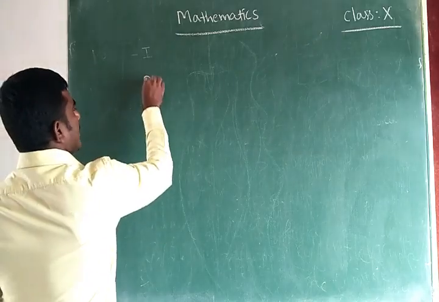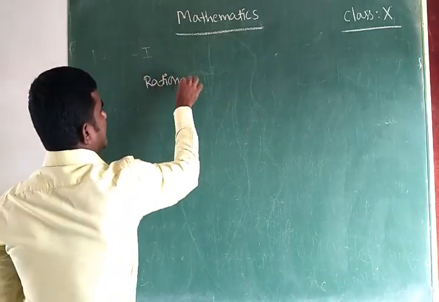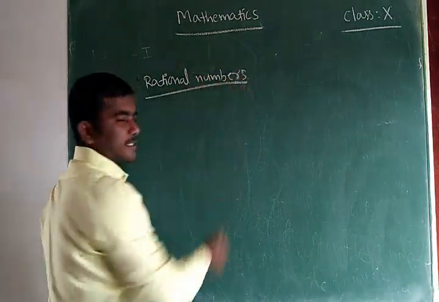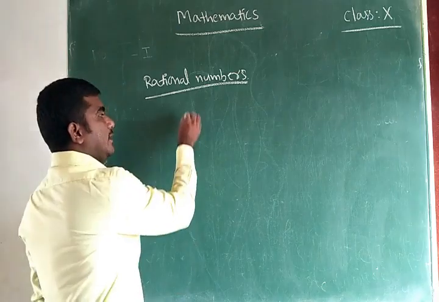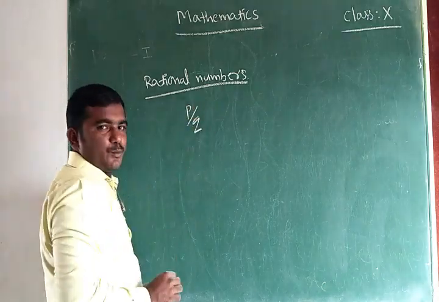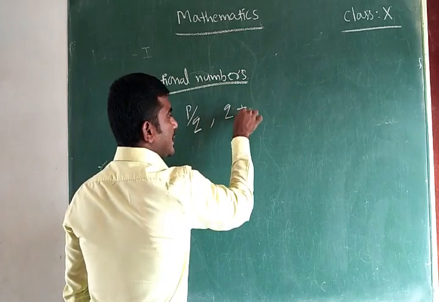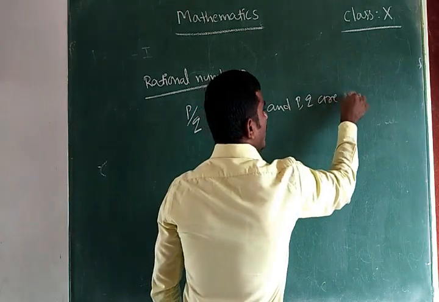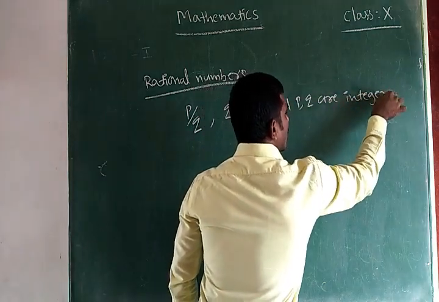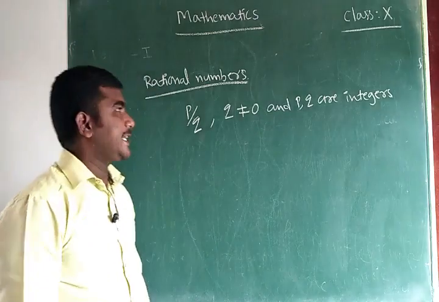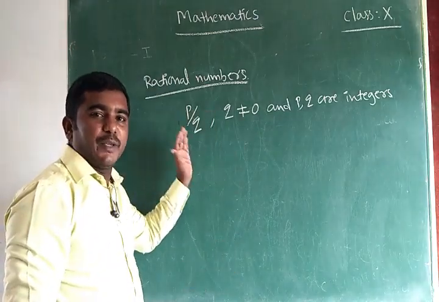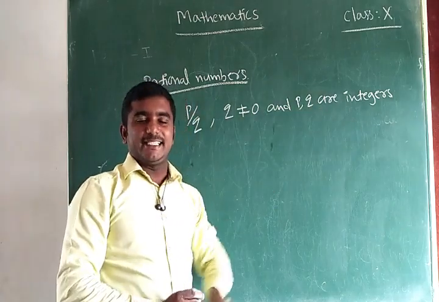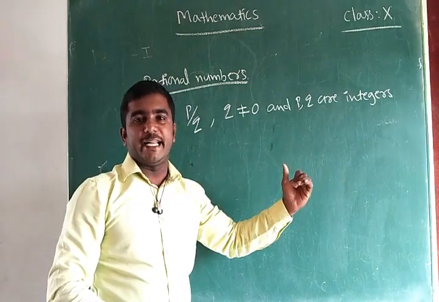Rational numbers. This is the first chapter in 8th class. What are rational numbers? You have already studied these rational numbers. A number which is in the form of p by q, where q is not equal to 0 and p, q are integers, is called a rational number. Integers are nothing but you can take any positive values, negative values or 0.